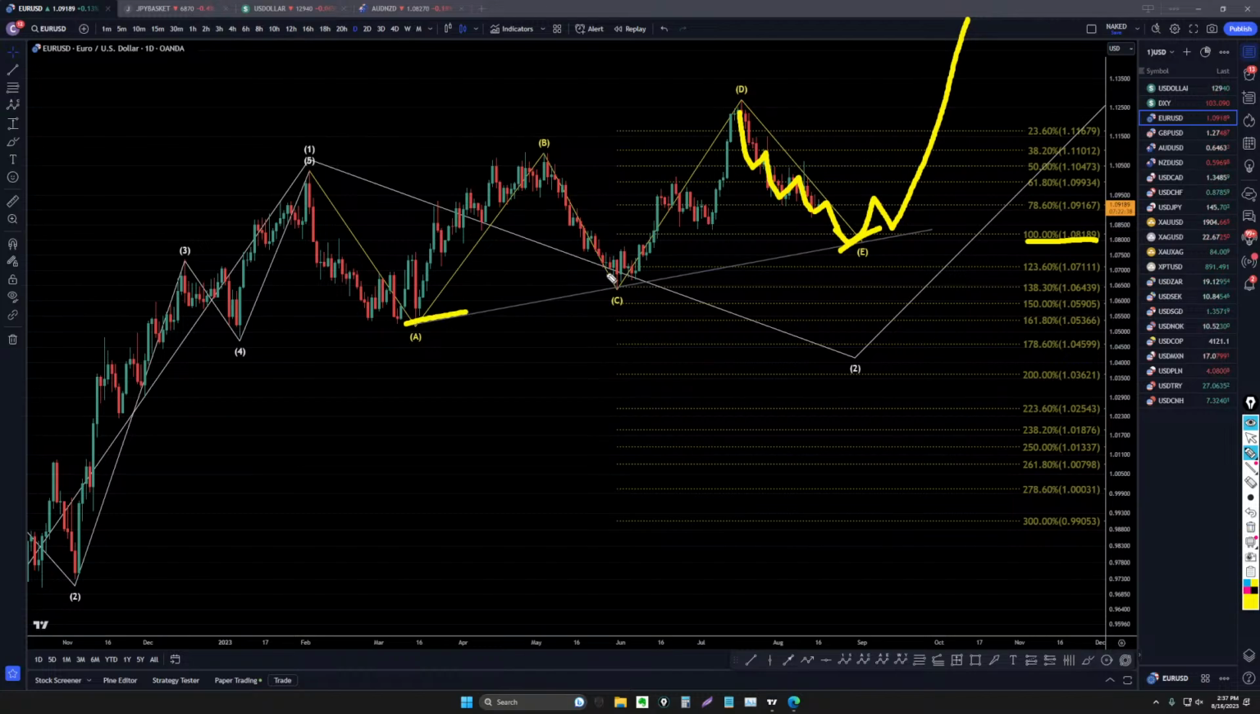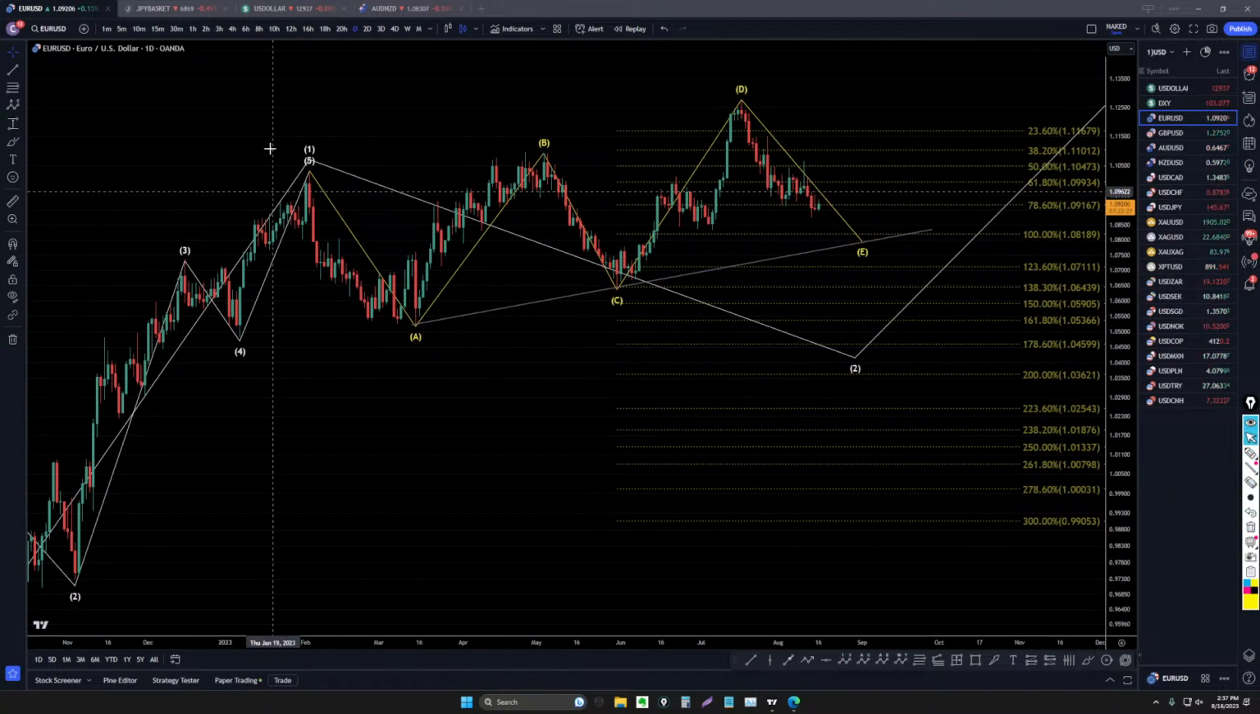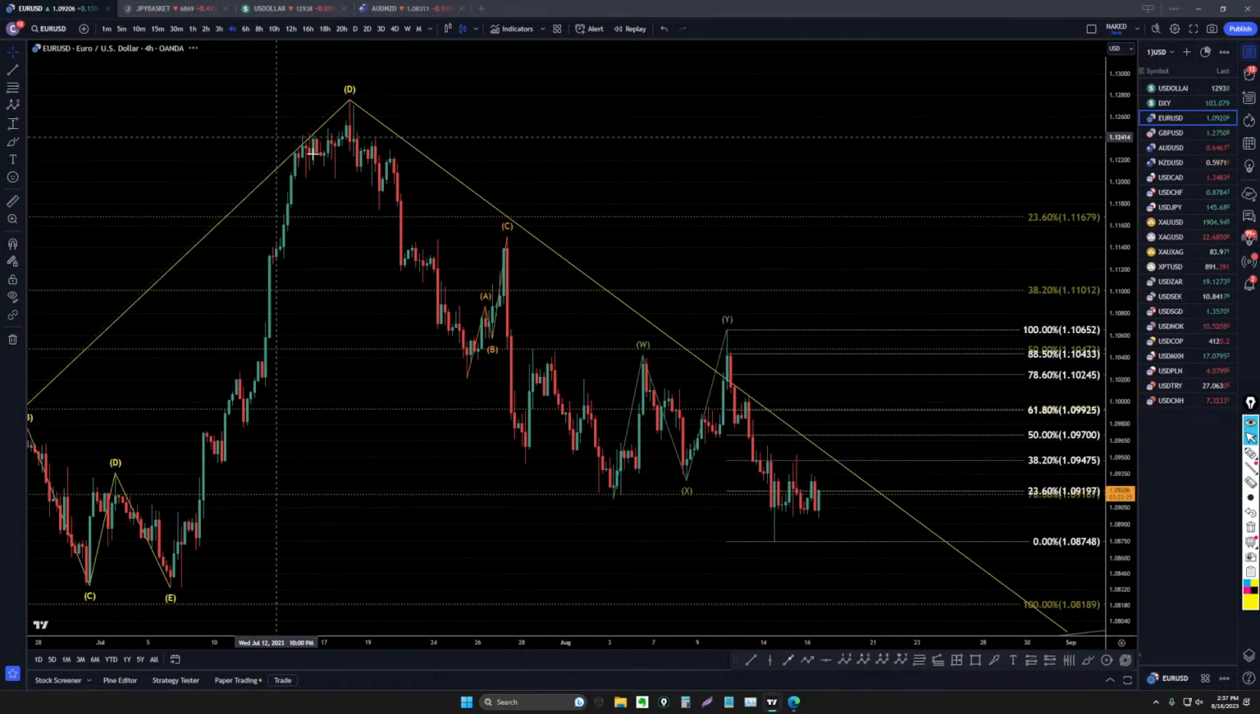And then that would line up almost perfectly with this trend line that I have right here, which I like to call a correction line because they work a lot better on corrections than they do on trends. So anyways, let's take it down to the 4-hour time frame.